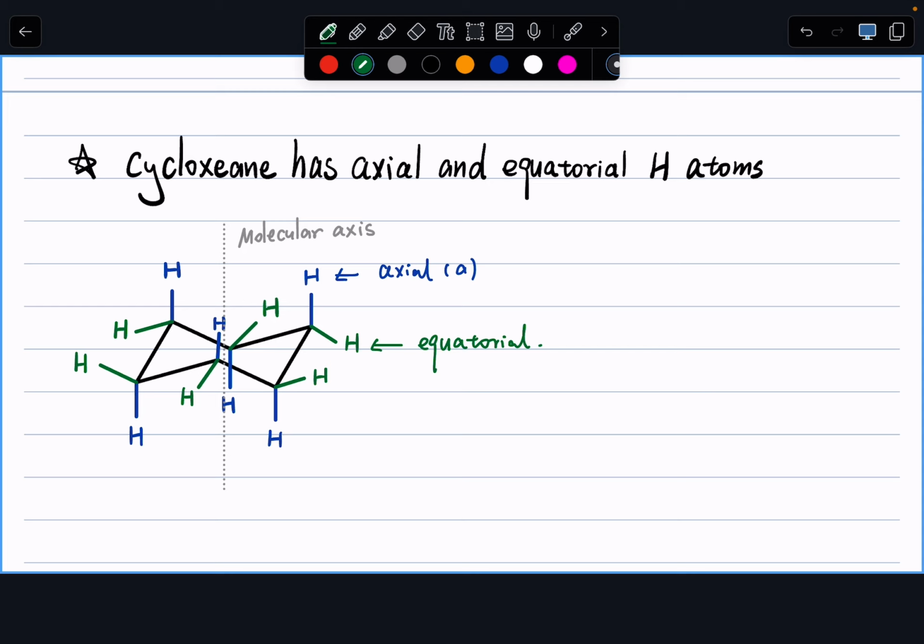Right. So if we draw it on that figure, we have the axial hydrogen and the equatorial hydrogen. Axial, equatorial. Axial, equatorial.